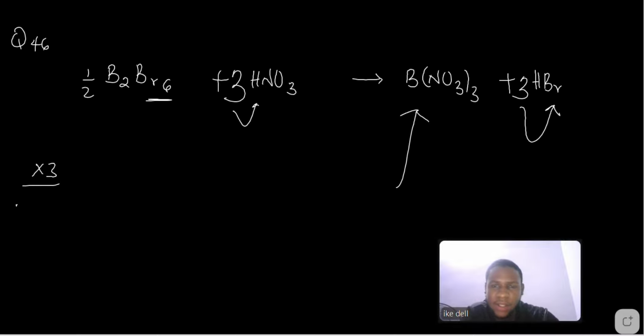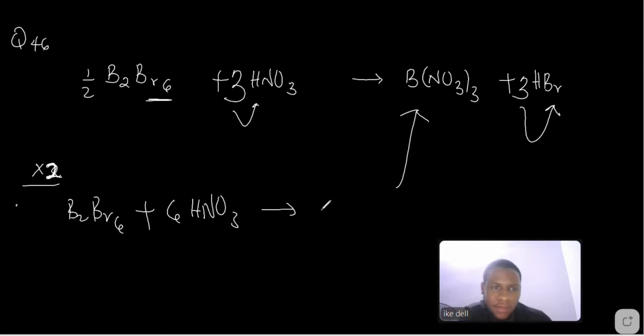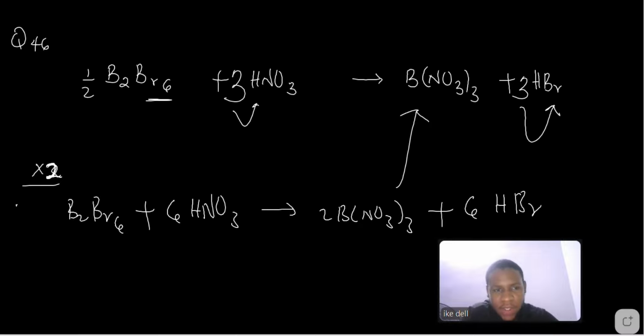At least the nitrate part is fine. Our hydrogen is balanced, the bromine is balanced, and the boron is balanced. So definitely this should be right. Multiply through by 2, sorry, not 3. And there you have it, B2Br6 plus 6HNO3 to give 2BNO3 three times, plus 6HBr. Yes, so once again you can check it now.